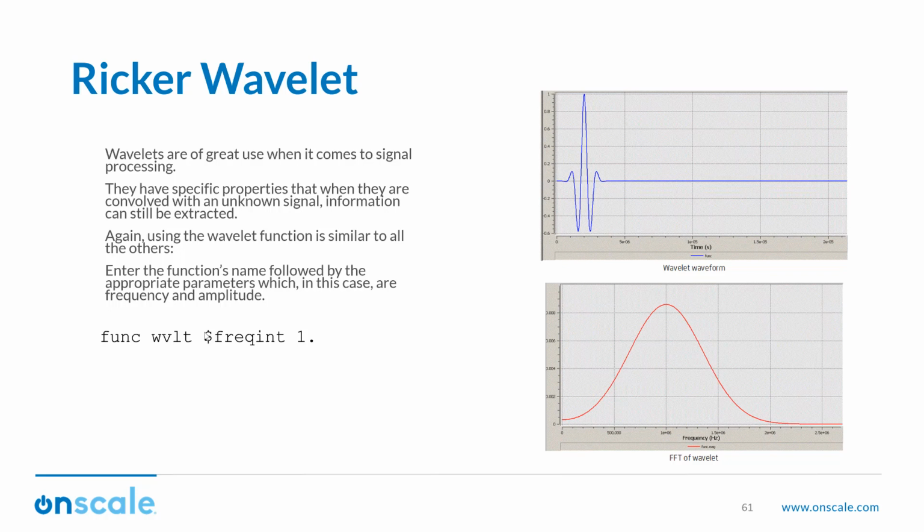This is the main frequency, and 1 is the amplitude here. So if you get a wavelet like that, the FFT will show you the center frequency, which here was chosen as 1 megahertz.